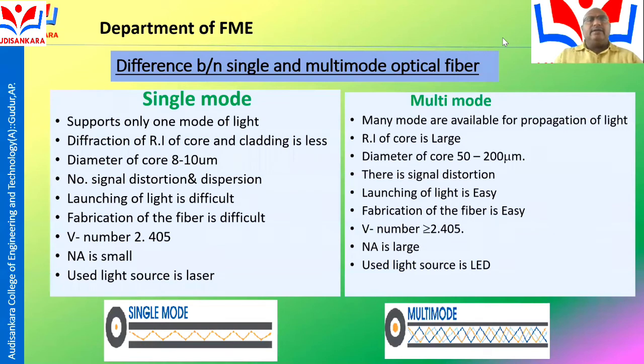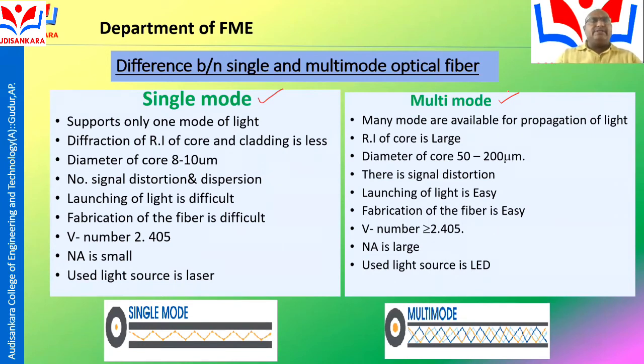Step index fiber, based on the direction of propagation, has two types: single mode step index fiber and multi-mode step index fiber. My dear students, there is a major difference between them. In single mode step index fiber, it supports only one mode of propagation of light.